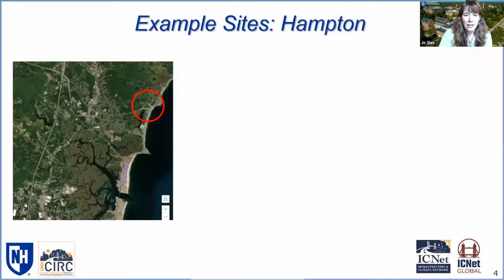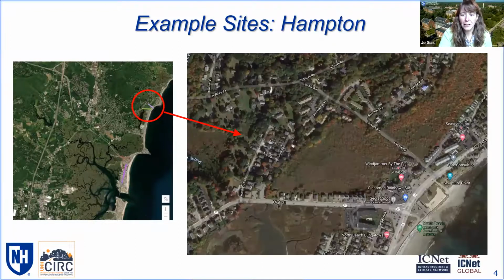So the example sites that I'm going to be going through are the same two that Kirsten went through in illustrating the flood risk guidance. So we're looking at Cusack Road and High Street that come into North Beach and Hampton.